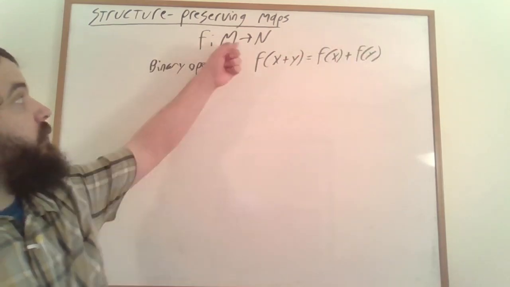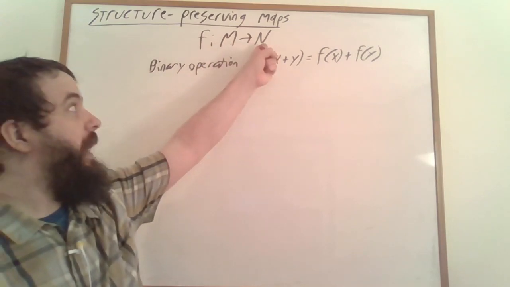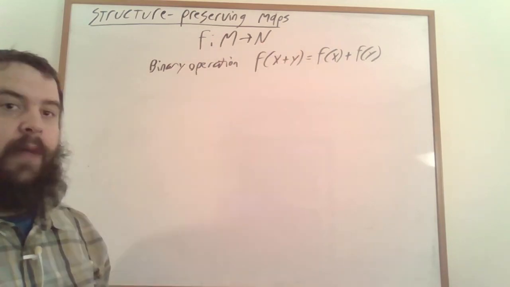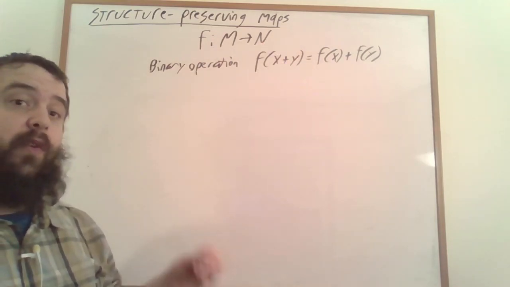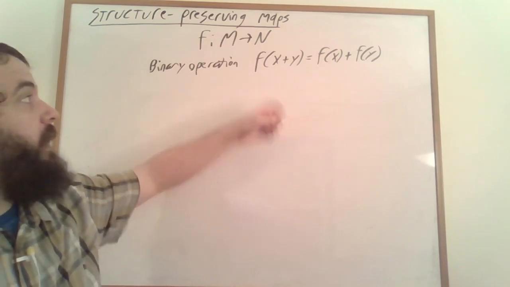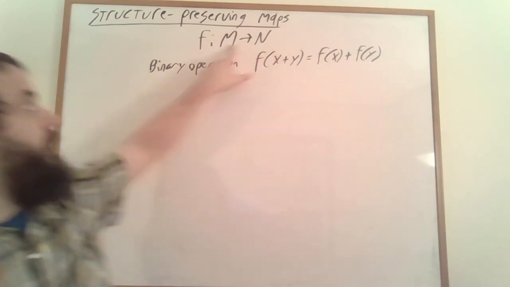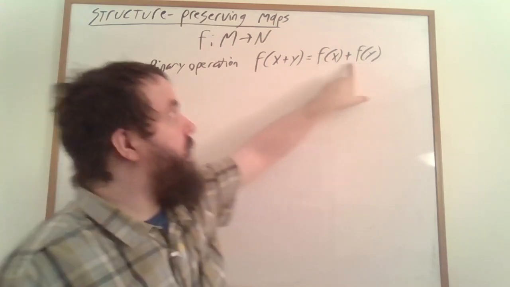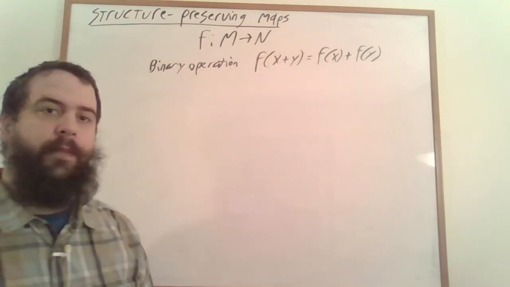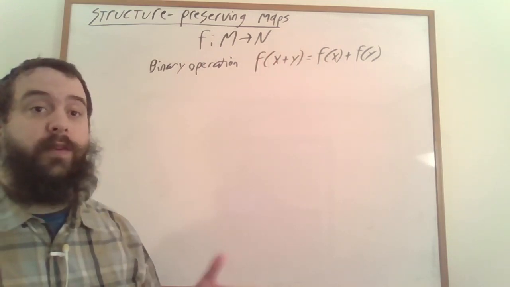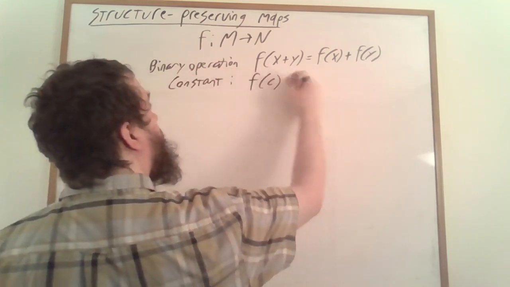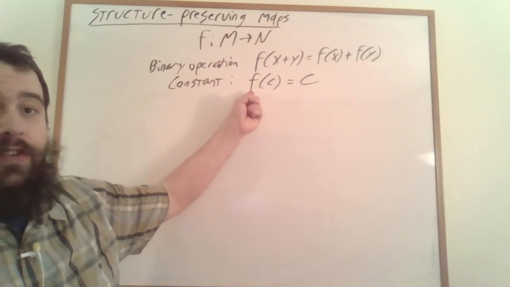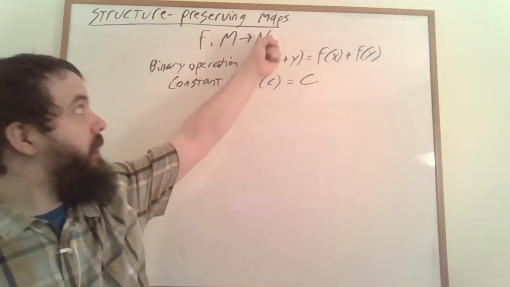If we have a function from one structure M to another structure N, and we have a binary operation in M and N, then we say that the function f preserves or respects this binary operation if, when we apply the operation in M and then translate, that's the same as translating first and then applying the operation in N. We also saw what it means to preserve or respect a constant. That is, if we take the constant in M and we apply our function to it, we wind up getting the corresponding constant in N.